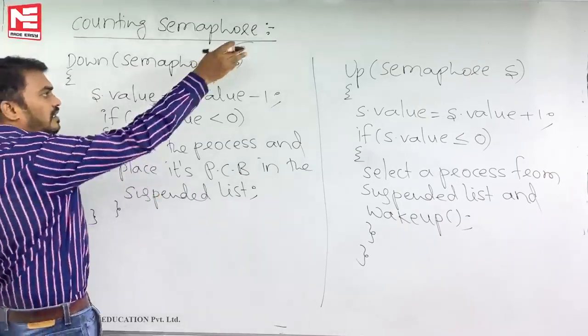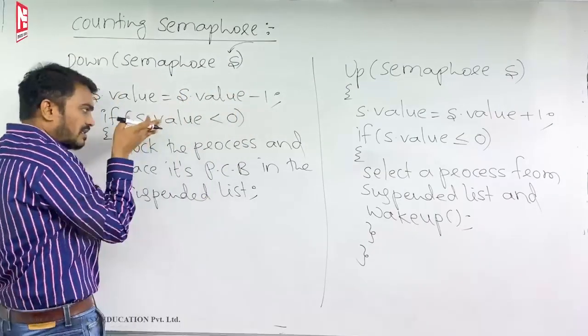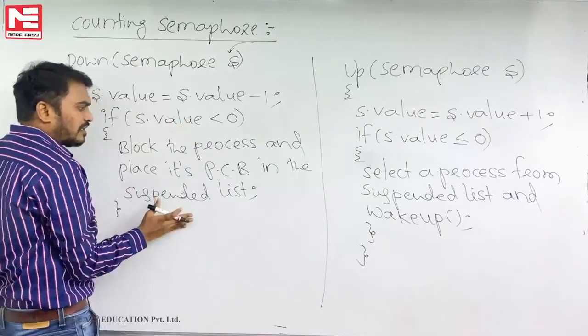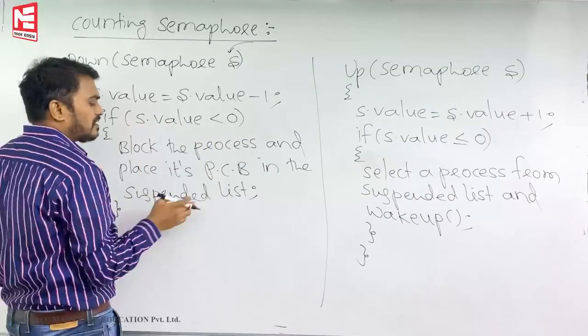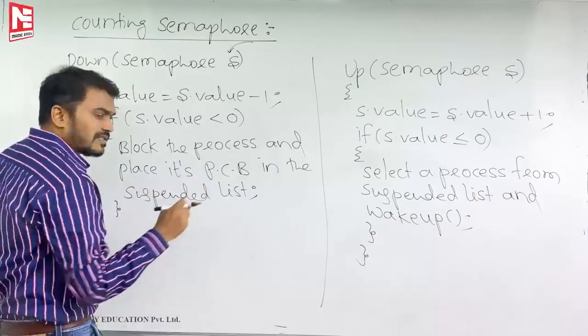Listen here. You are first reading the semaphore value and decrementing the value by 1. After that you are checking this condition: is that value less than 0? If this condition is true, you simply block the process and place its PCB in the suspended list. It means it will not continue further execution. It will be placed in the suspended list.